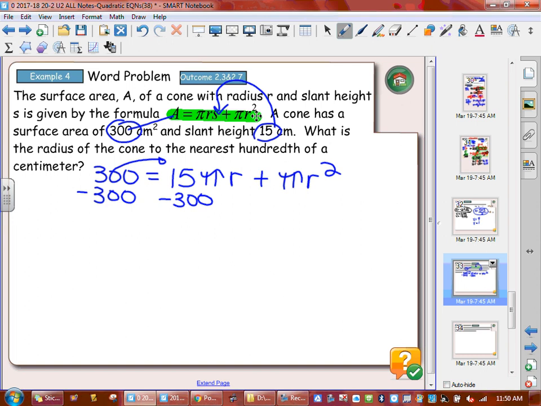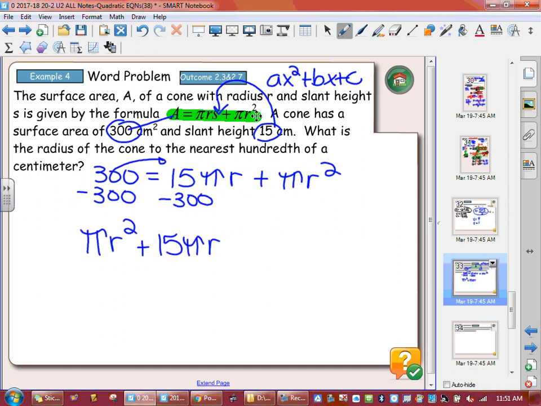So we need the guy with the squared sign, r squared, he has to be written first. So now we're going to have pi r squared. This guy here is a positive 15 pi r. Subtract 300 equals 0. Now we're in our actual proper format.